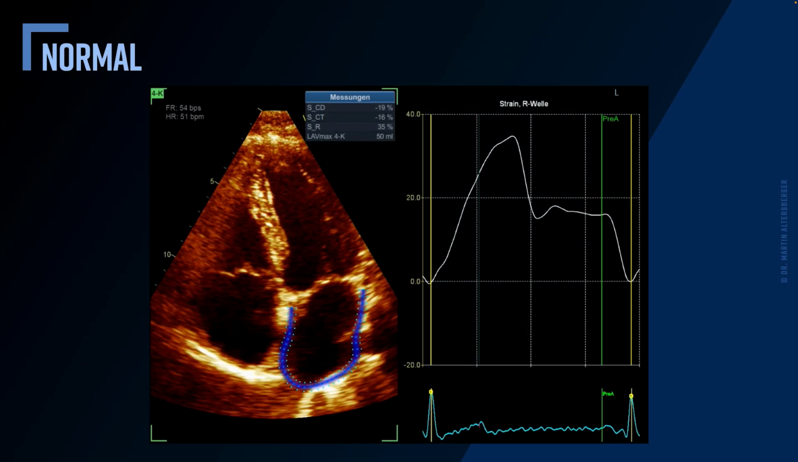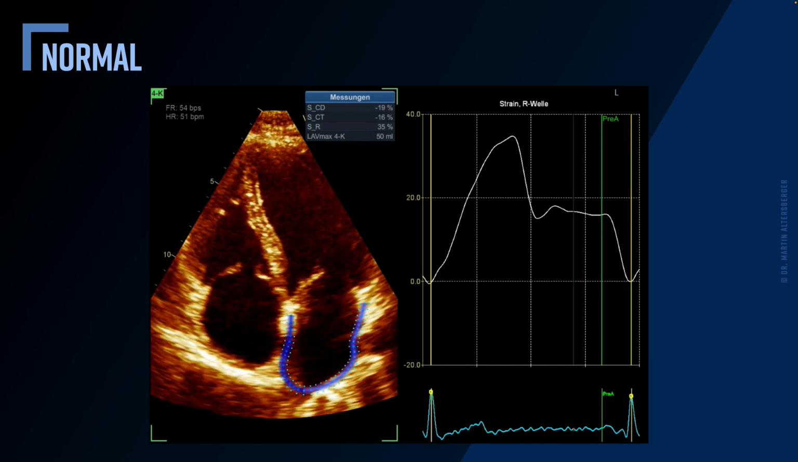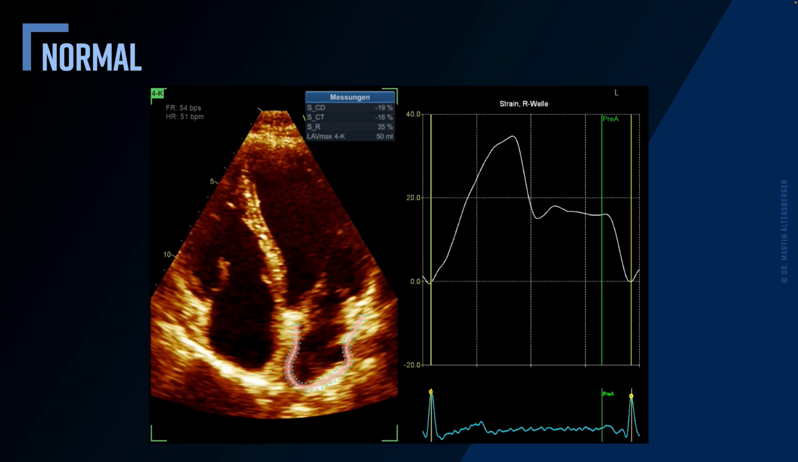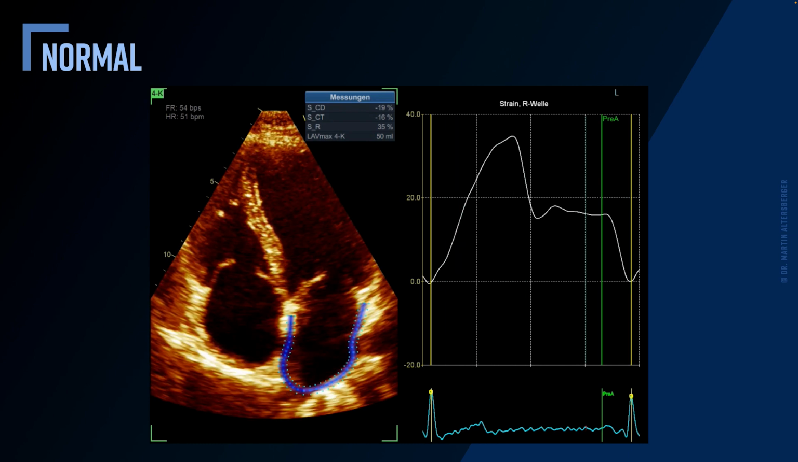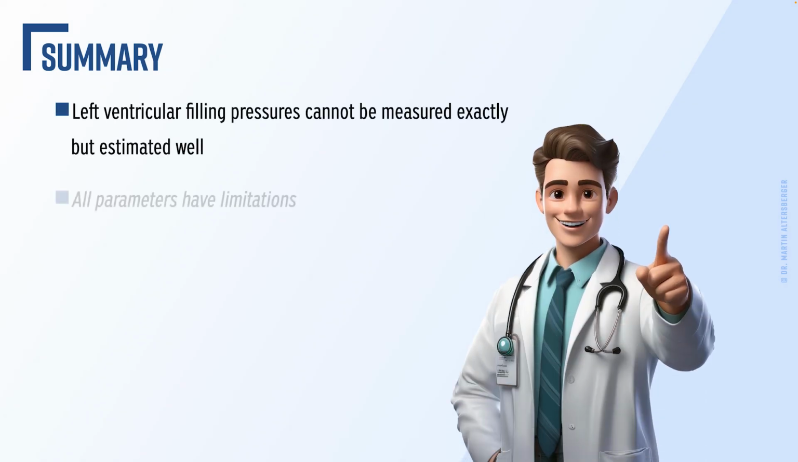Now we have a case of a normal situation. We have this normal, nice filling of the heart, the normal, nice contraction of the left atrium, the normal left atrial reservoir phase as well. Now I want to continue with the first summary. So overall, the left ventricular filling pressures cannot be measured entirely exactly in echocardiography, but we can estimate them well.